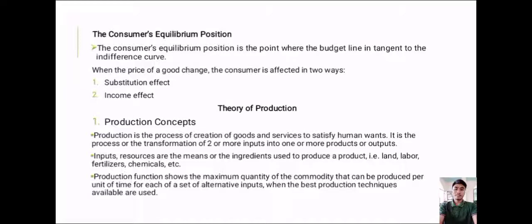Production concept. Production is the process of creation of goods and services to satisfy human wants. It is the process of transformation of two or more inputs into one or more products or outputs. Inputs, or resources, are the ingredients used to produce a product, for example land, labor, fertilizer, chemicals, etc. The production function shows the maximum quantity of a commodity that can be produced per unit of time from each set of alternative inputs when the best production techniques available are used.